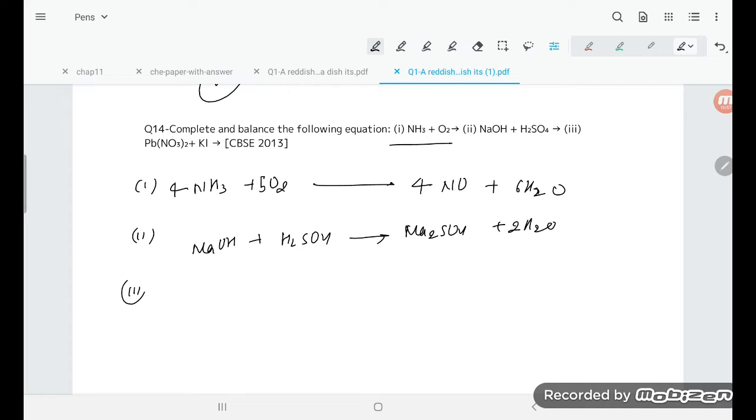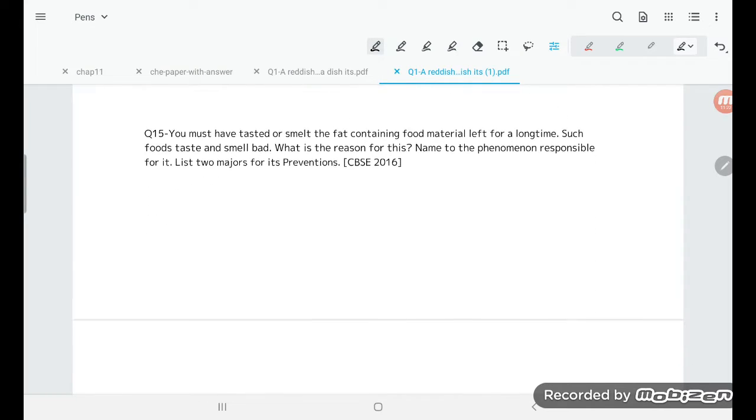And the third one, what is there, student? Lead nitrate, Pb(NO3)2, plus KI. It is going to give PbI2 plus 2KNO3. So this is our required answer, student, the balanced equation. You can go through it. This was asked in CBSE 2013.